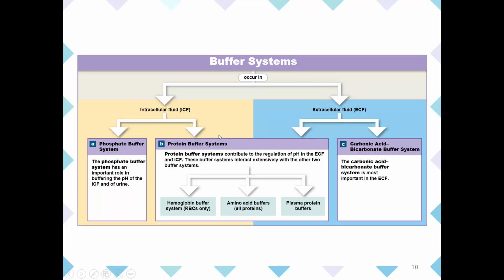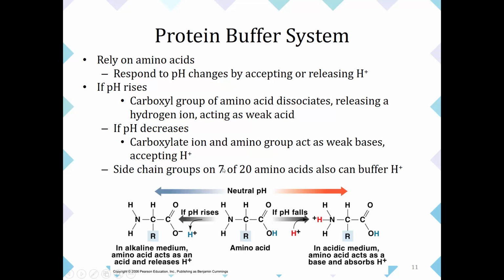Here's a figure from your book that we're going to talk through that shows some of these different buffer systems. And in A&P 1, I showed this protein buffer system, because in A&P 1, we were learning the structure of the amino acid. The amino acid is organized around a central carbon. On one end is this carboxyl group. On the other end is the amino group. Here's the side chain. And here's an H.